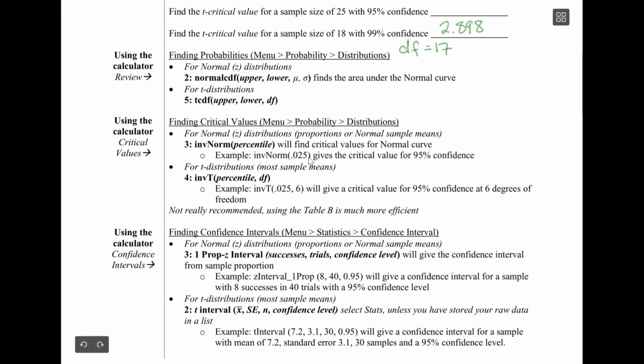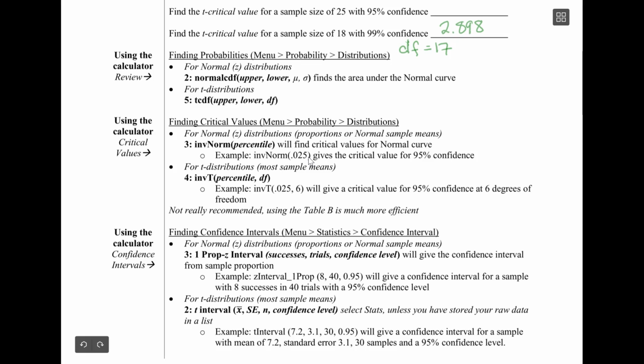Just finding basic probabilities, basic sampling distribution, we already know how to do. If we have something normal, you can find the area under the normal curve. You already know that, the normal CDF. However, now if we have t-distributions, this is called the t-CDF, where you put in the upper and the lower bound and then just the degrees of freedom, and it will do all the calculations for you. Chances are you probably won't need to use that one very often, but if you ever did, there you go. So I'm not going to go over that with you.